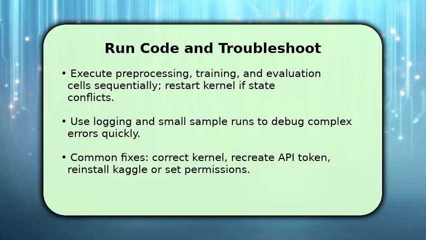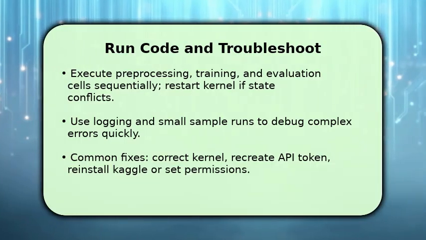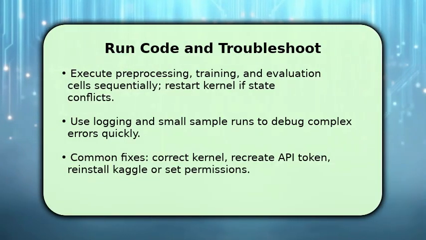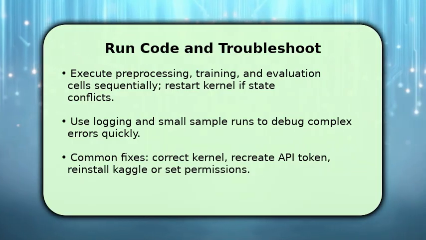If authentication fails, regenerate kaggle.json and reapply permissions. This single fix resolves most access problems.